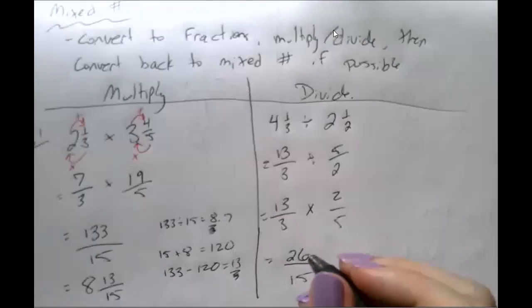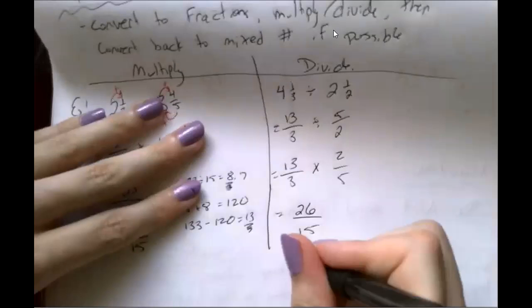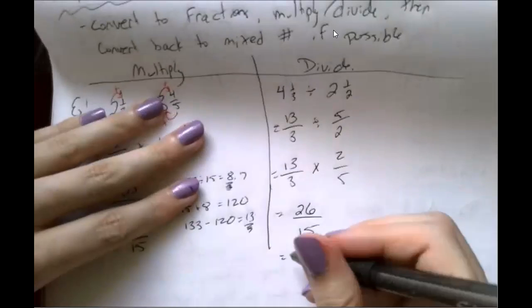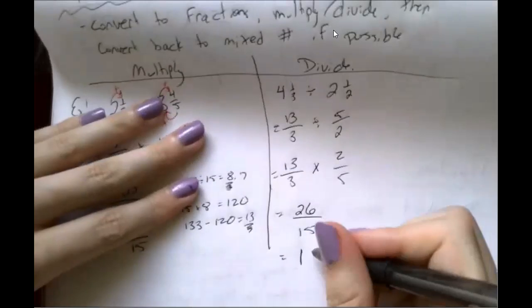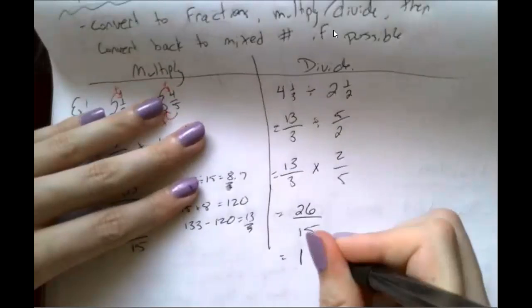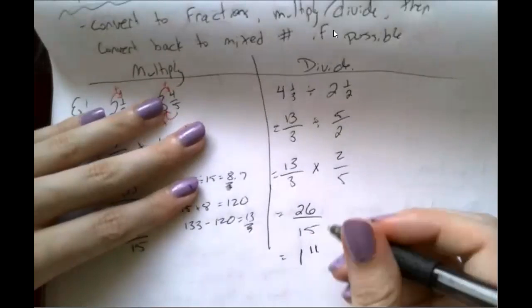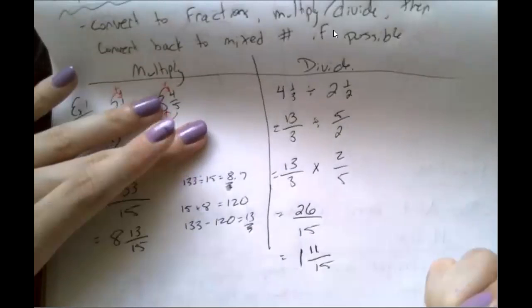And then our last step, 15 goes into 26 once. 15 times 1 is 15. And 26 minus 15 is 11. So there's 11 left over after I take 15 out of 26. And then I keep my base. And once again, that is in lowest terms. So that's your final answer.